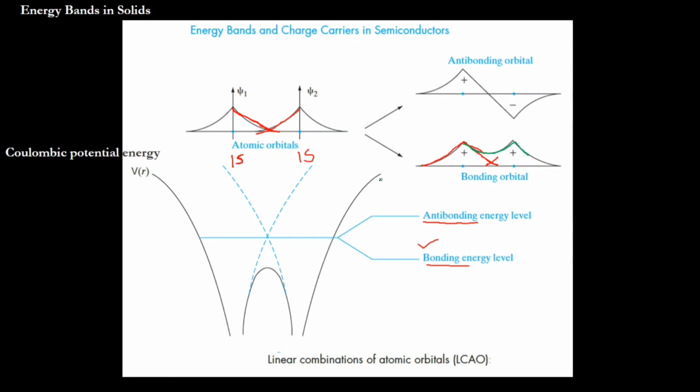That means electrons lie in between the two nuclei of the atoms. This is anti-bonding, right? Electrons lie on the side of one nucleus and the other side of the other nucleus. So here this will be something like this orbit. The next orbit is opposite, out of phase. This anti-bonding orbital looks like this, and a bonding orbital looks like this.